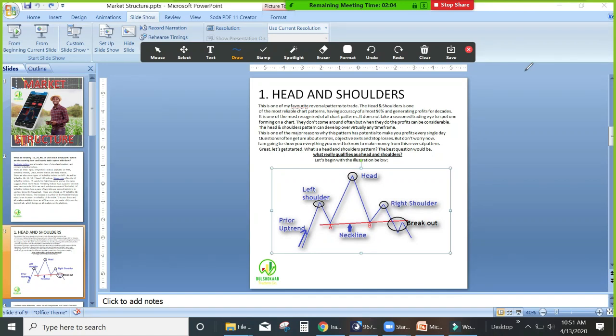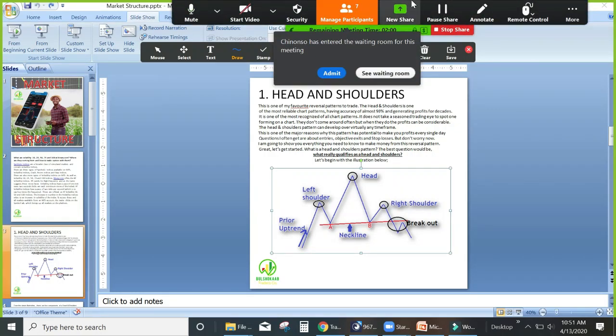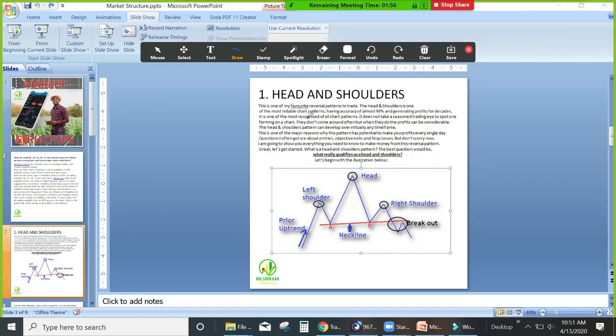The head and shoulders pattern can develop virtually at any time, on any time frame. Sometimes when one time frame reflects the opposite of another, you cannot take any decision on the point of entry. You need to find something that will give you confirmation of how you can take a trade. This is one of the major reasons why this pattern has the potential to make you profits every single day.